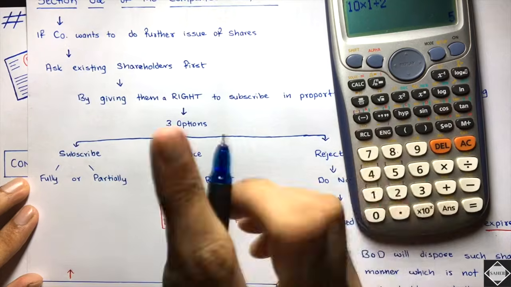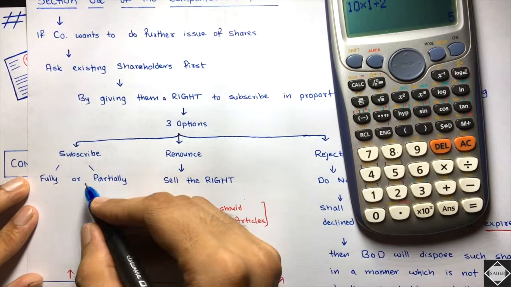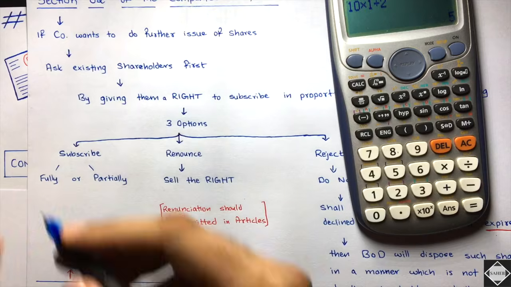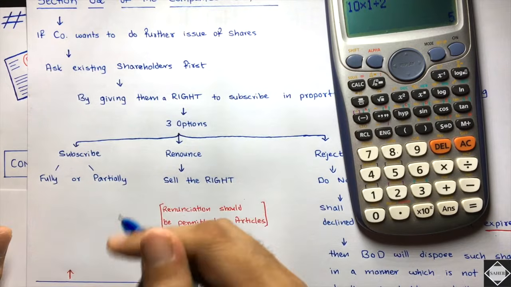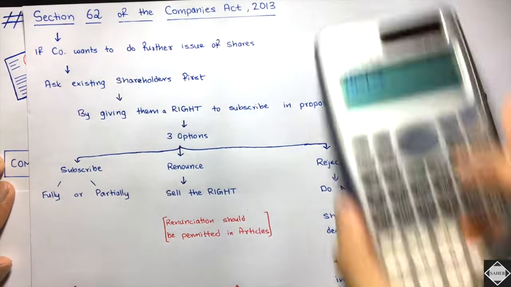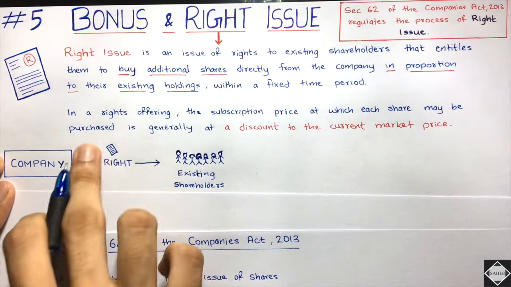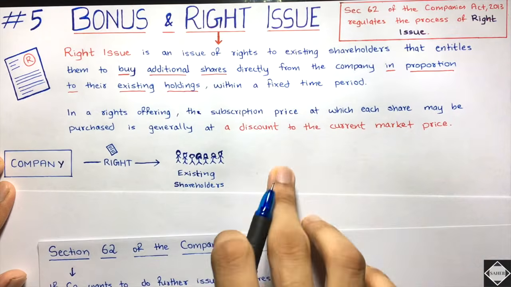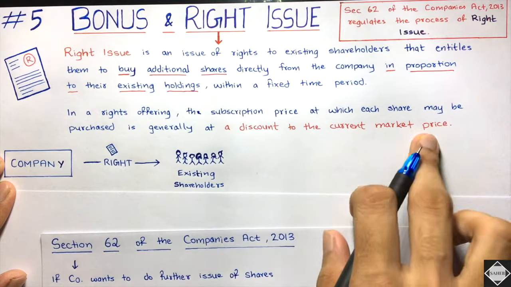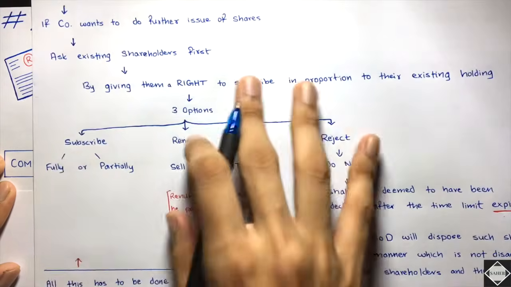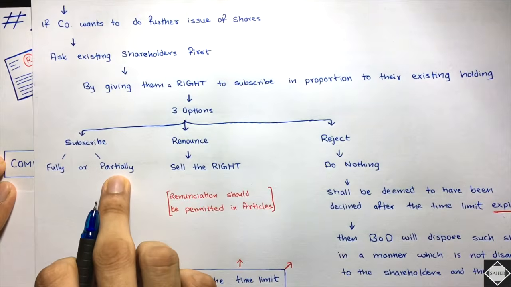Now understand, this is not a bonus issue. Here the shareholder will have to pay to subscribe, but that will be at a discount price. The subscription price will be at a discount to the current market price. So this can happen fully or partially.